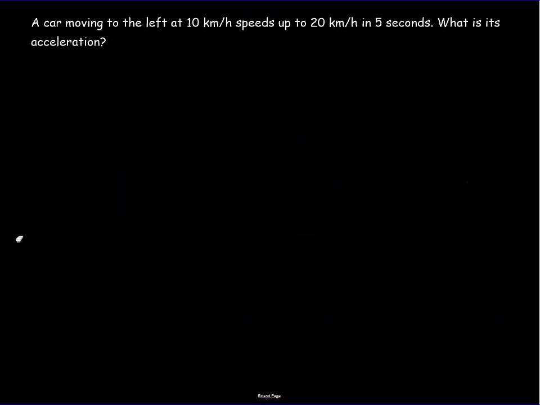Now things are a little bit different when we include the directions. Let's take a look at this example. So this time, because it's moving to the left, this would be a negative 10 kilometers per hour. This is also moving to the left because we know it was speeding up. So it would be going minus 20 kilometers per hour.